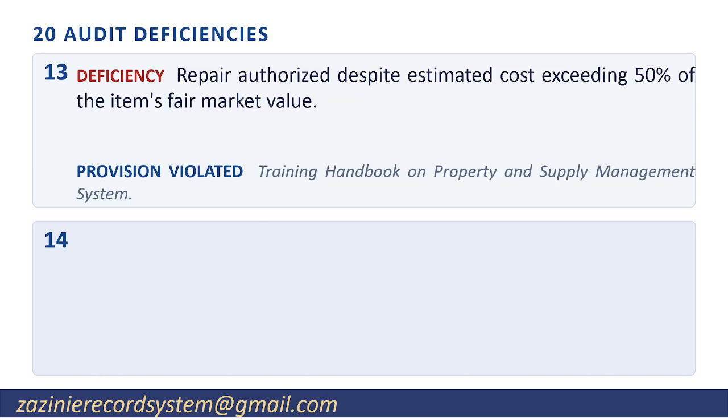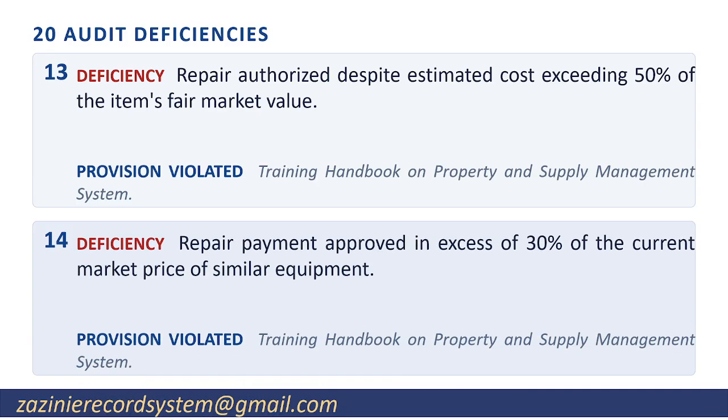Number 13. Deficiency. Repair authorized despite estimated cost exceeding 50% of the item's fair market value. Number 14. Deficiency. Repair payment approved in excess of 30% of the current market price of similar equipment. Next slide.